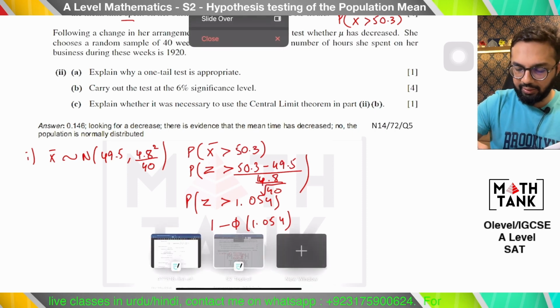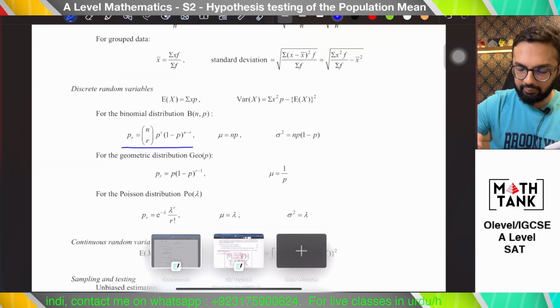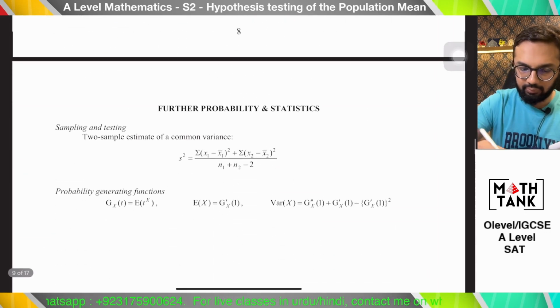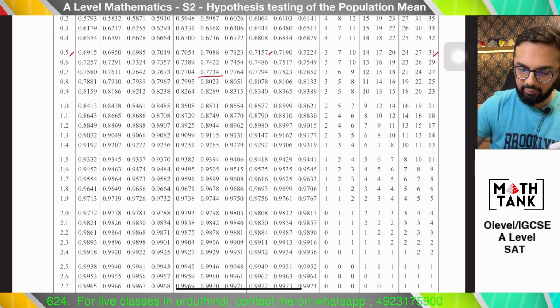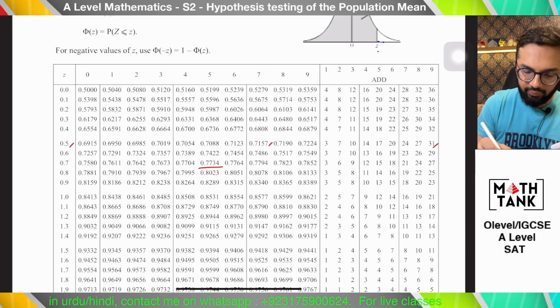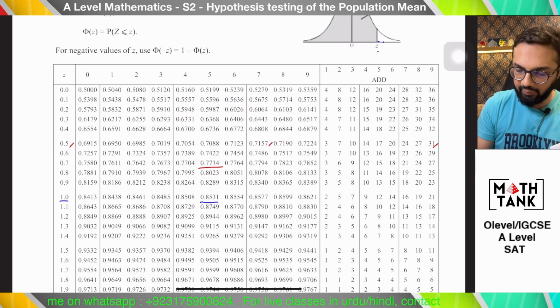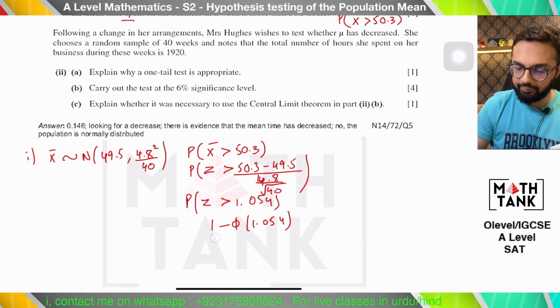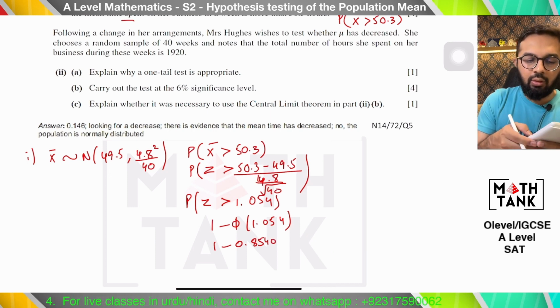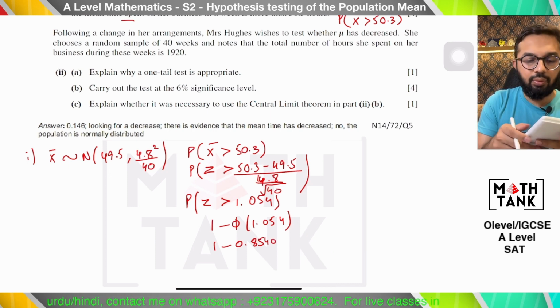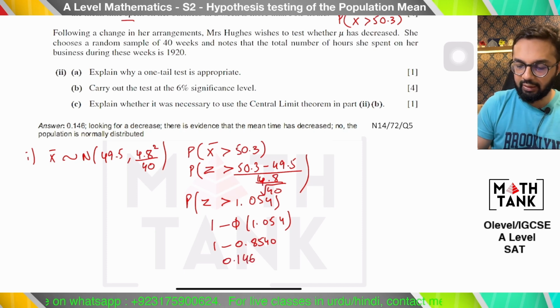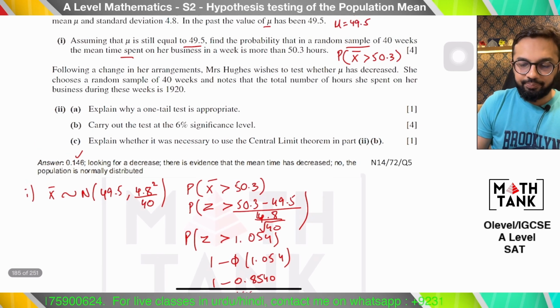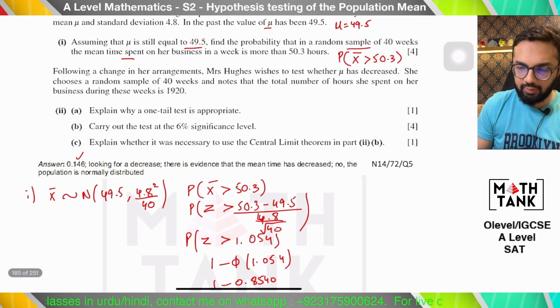I'm going to use the table this time. 1.054. So 1.05 and 4. So 8531, so 8540. 1 minus 0.8540, that gives me 0.146.